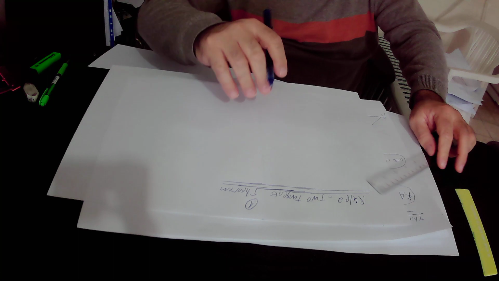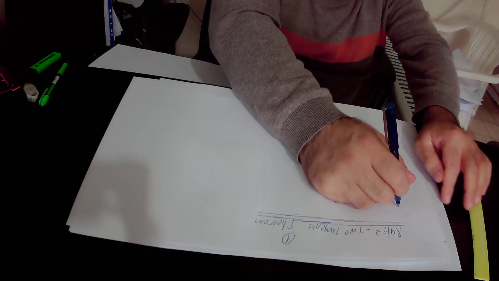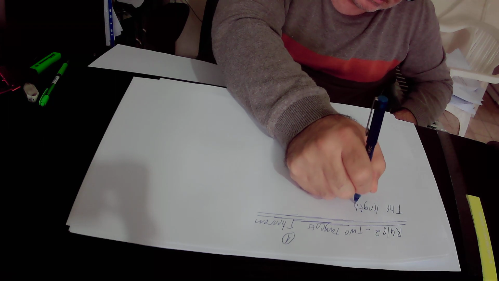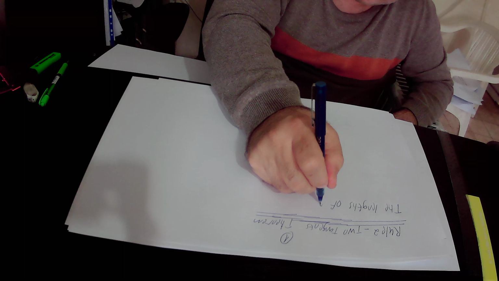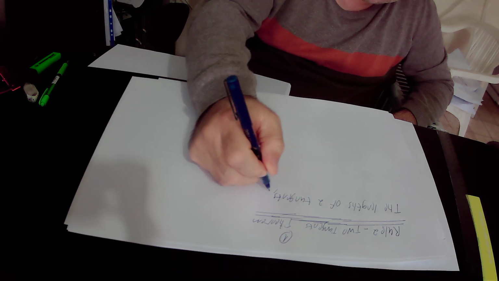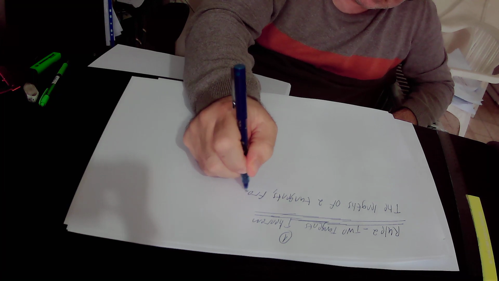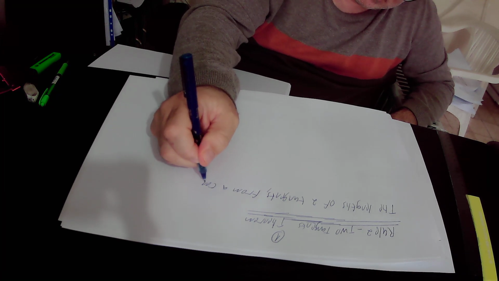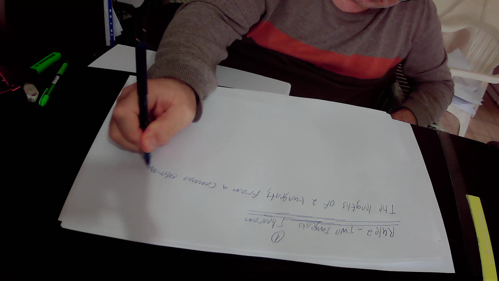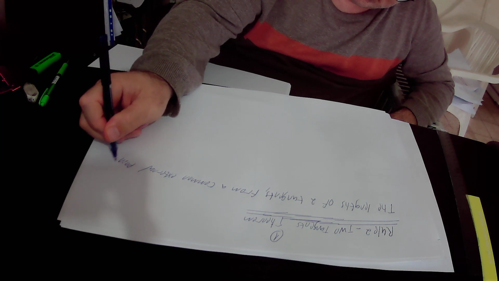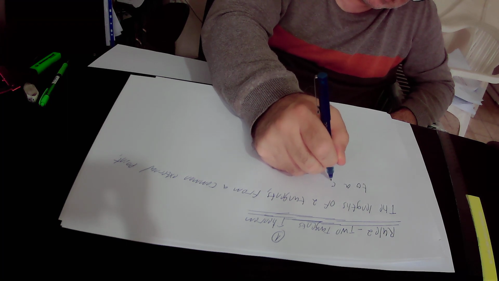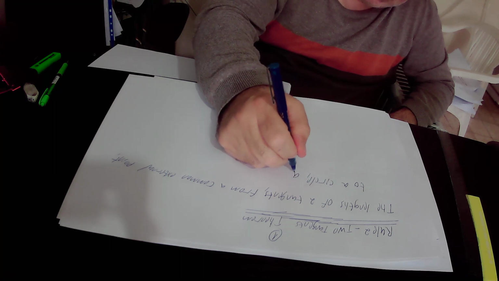So actually, two tangents theorem, or rule number 2, states that the lengths of two tangents from a common external point to a circle are equal.